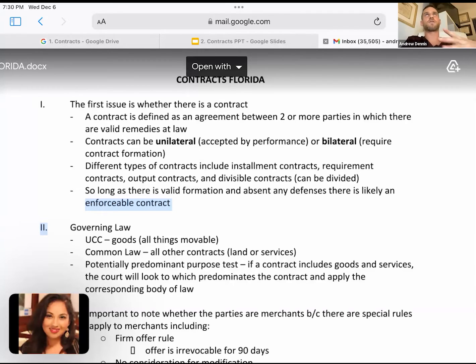But if everything's bundled together and there's no way to really differentiate what is priced by what, then you're going to utilize the predominant purpose test. And everything I said just flew over your head. The takeaway there is that you're usually going to apply the predominant purpose test, which means whatever predominates the contract, that body of law will apply to the entire contract. Okay, got it. Thank you.